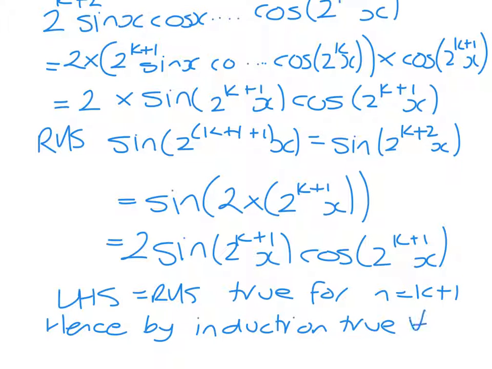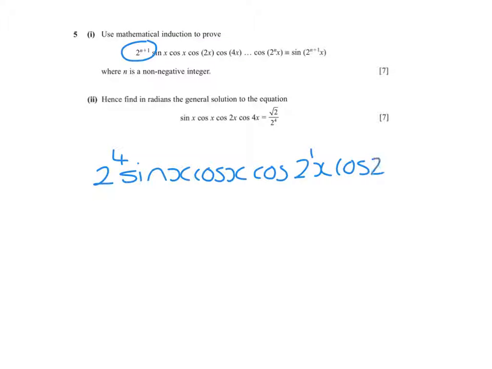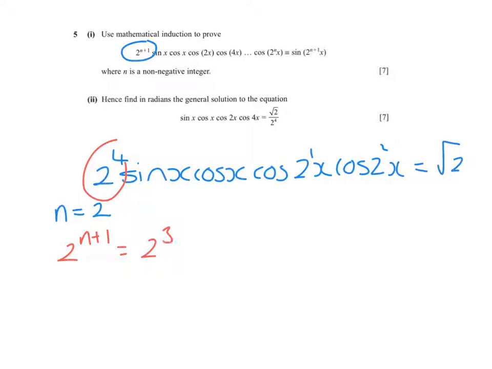true for all n. So if we rewrite this equation, what is missing is the 2 to the n plus 1. So if we have 2 to the power 4 sine x cos x cos of 2 to the power 1x cos of 2 to the power 2x equals root 2. So we are saying that n equals 2. And if n equals 2, then we still have an issue here, because that should be 2 to the power n plus 1, which is 2 to the power 3.